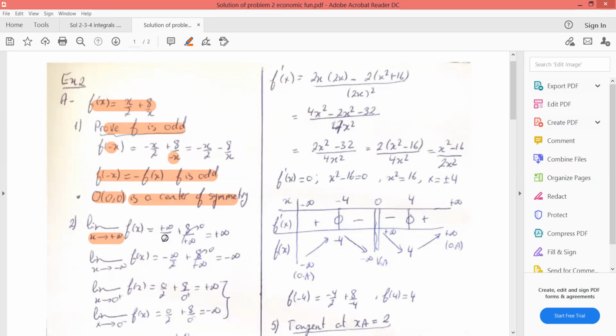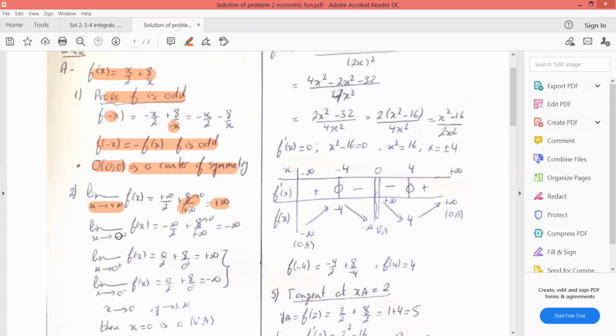We get infinity over 2 plus 8 over infinity. Here we put infinity instead of x. A number over infinity here is 0. Infinity over 2 plus 0, we get plus infinity. The same way, limit as x tends to minus infinity. We replace each x by minus infinity. It becomes minus infinity over 2 plus 8 over minus infinity. 8 over minus infinity is 0. So we get minus infinity.